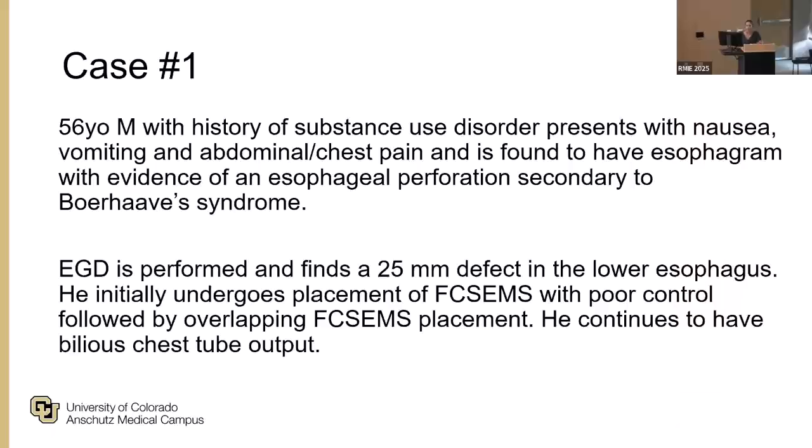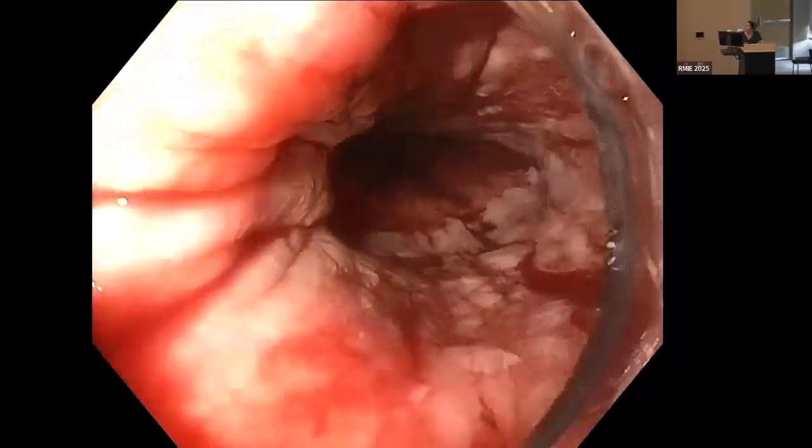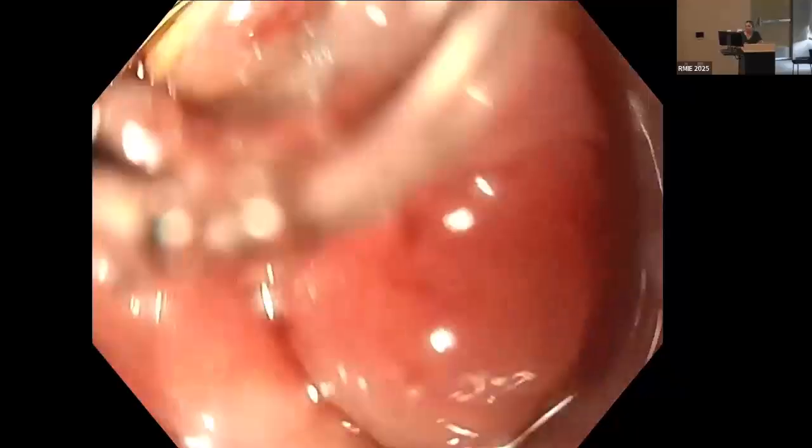He underwent VATS, and there was persistent concern that that defect wasn't contained. So he underwent an overlapping stent placement. He had chest tubes in that were continuing to have bilious output. So we removed those stents and this is the exam that we did.